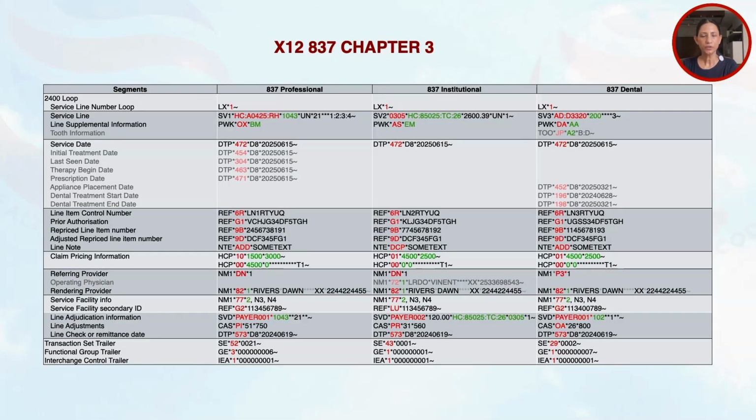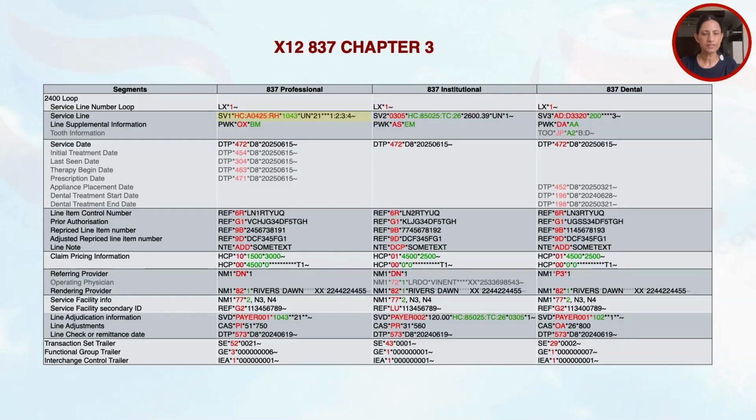These are the segments that we'll talk about. Loop 2400, the service line number loop. This loop carries a segment for stating the actual service line number, which is represented by LX, followed by the number of service line being referred to. The service line details are represented by SV1, SV2, or SV3. Professional service lines are represented by SV1, institutional service lines by SV2, and dental service lines by SV3. These two segments, the LX and the SV segments, are mandatory segments for service lines.